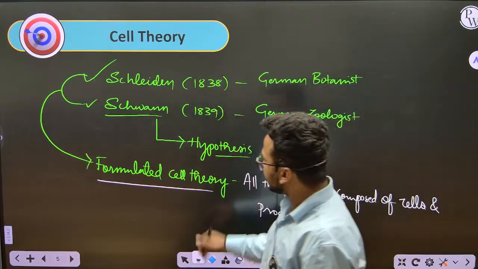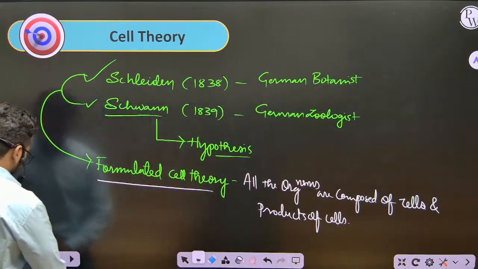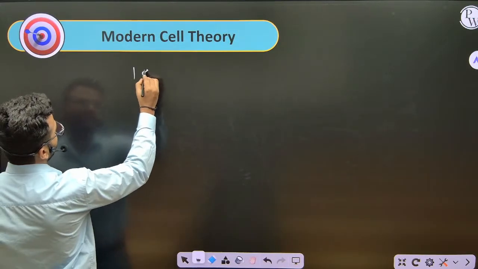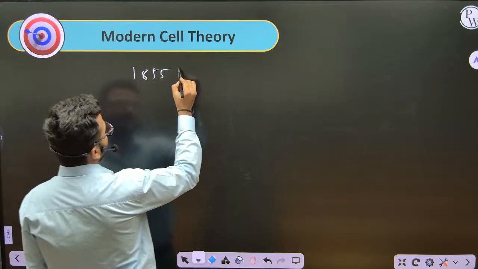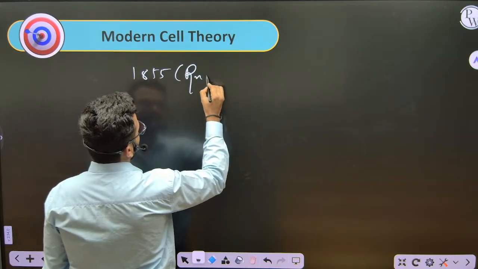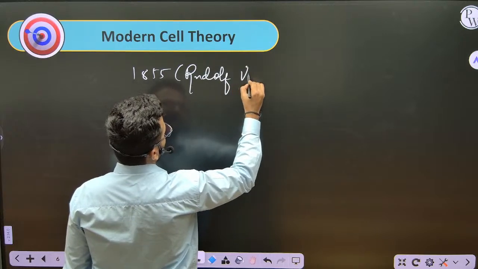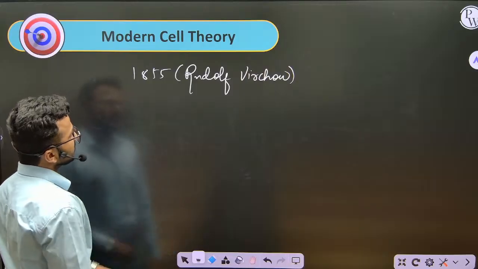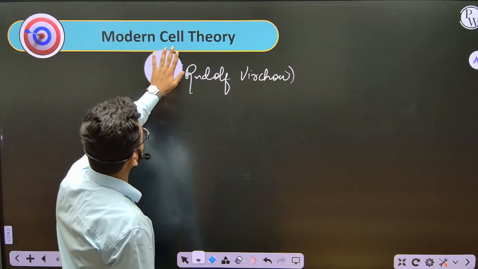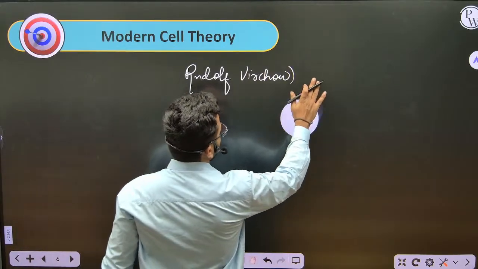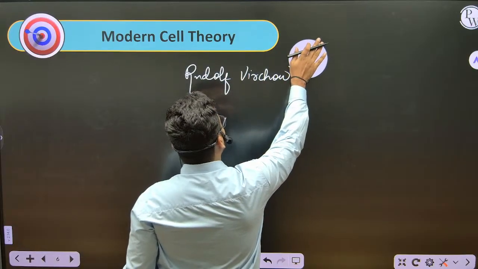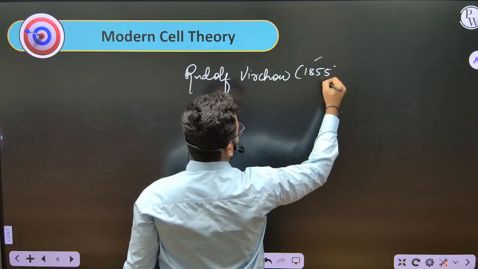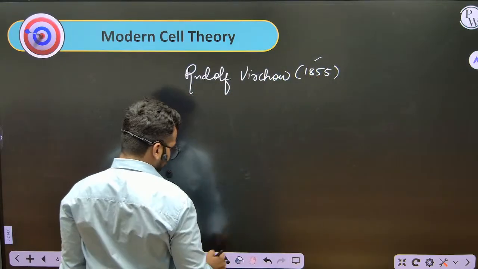So adding on to this statement in 1855, another scientist comes. His name is Rudolf Virchow. The pronunciation doesn't matter here. So Rudolf Virchow in 1855 added on to that formulated cell theory, and he gave the modern cell theory.